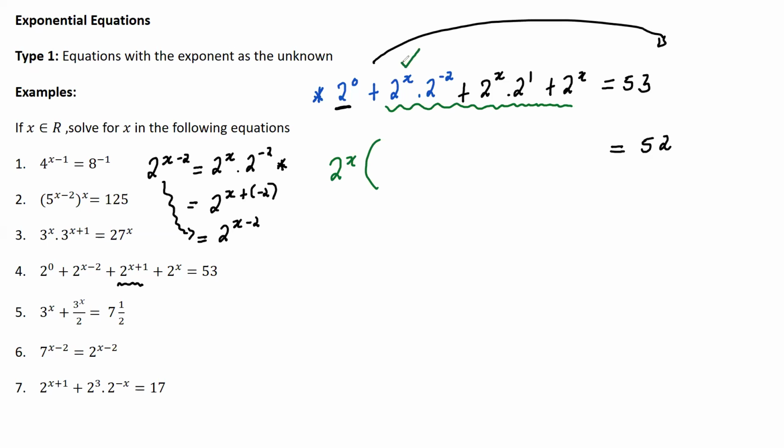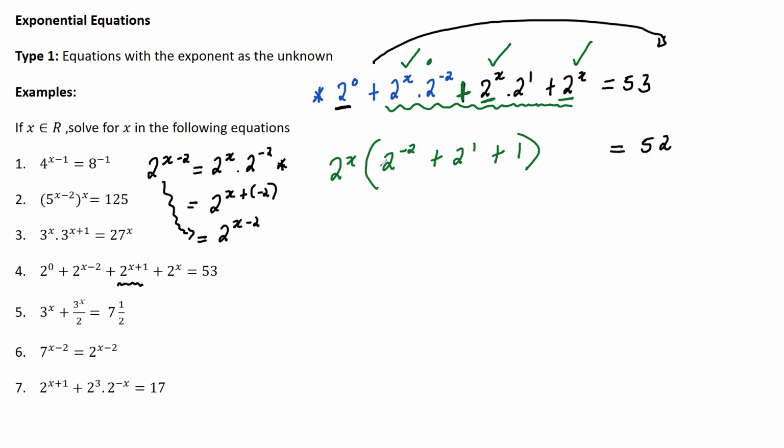Notice something about these terms. 2 to the power x is common to all of them. 2 to the power x is found here, here, and here. Now I can take it out. Taking out 2 to the power x from here, I'll end up with 2 to the power negative 2, then plus 2 to the power 1, and then plus 1.